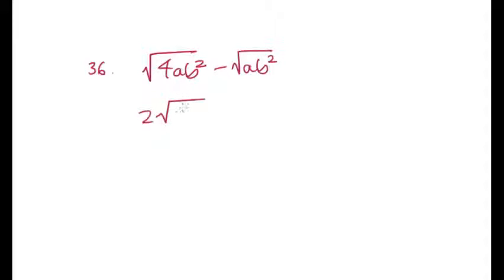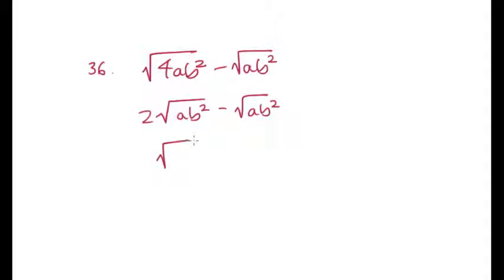For 36, we have rad 4ab squared minus ab squared. All we need to do here is take out the 4 here, and we're left with 2 rad ab squared minus ab squared.